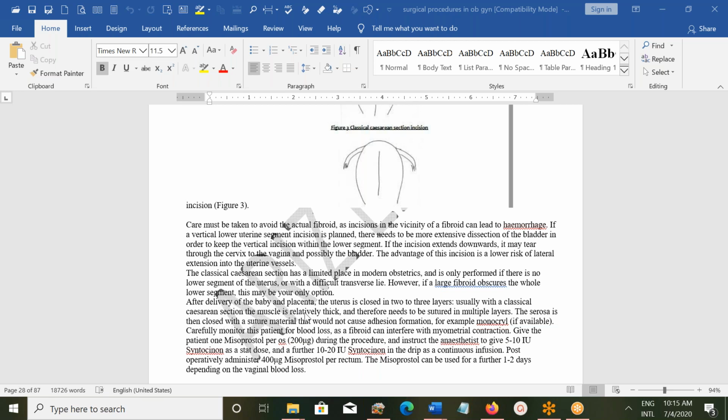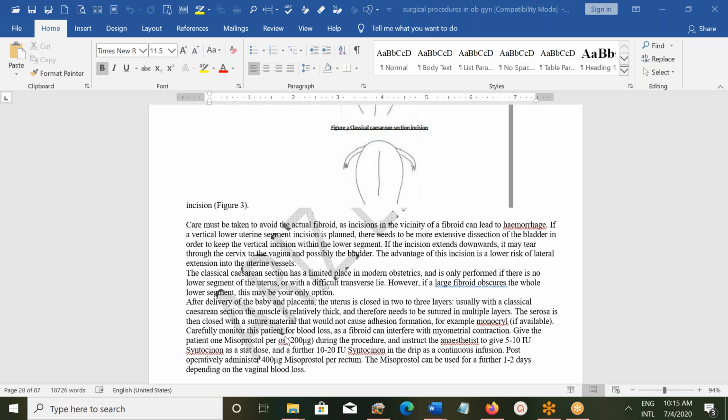After delivery of the baby and placenta, the uterus is closed in 2 to 3 layers. Usually with a classical cesarean section, you will take 3 layers, and the muscle wall will be relatively thick, so that's why it needs to be sutured in multiple layers. The serosa is then closed with suture material that would not cause adhesion formation, for example, monocryl, if it is available.